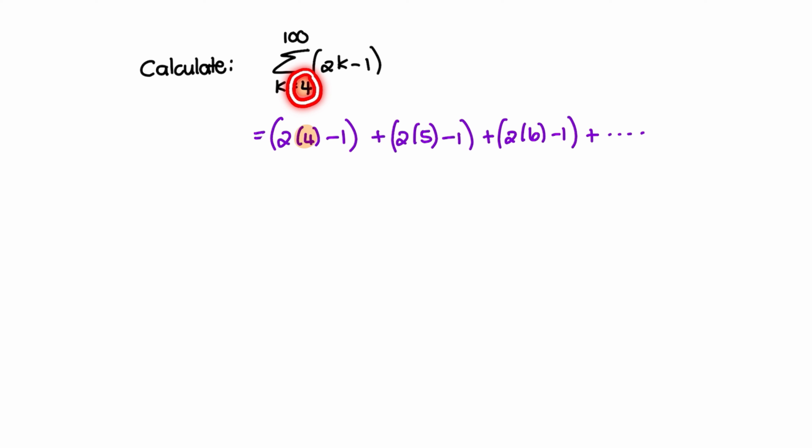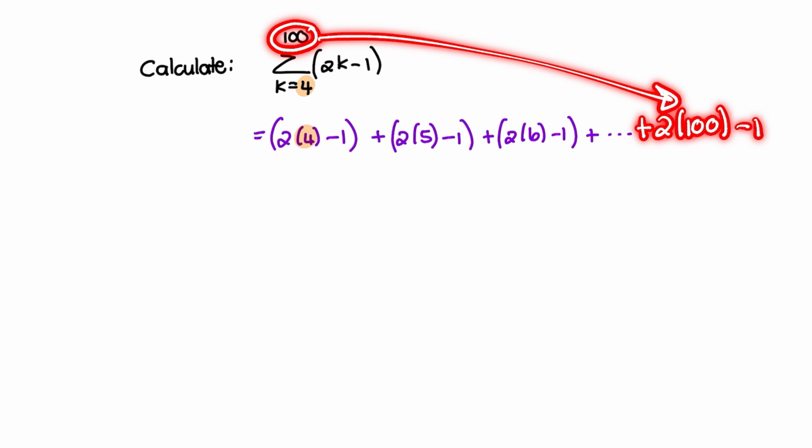And the lower limit of 4 is the first value that we need to substitute into our expression. So for the first term, we replace k with 4. For the second term, we replace k with a 5. And we will continue replacing k with the next number after 5, 6, all the way up until k is 100. And that is what the upper limit is. It is the last value that we need to substitute.